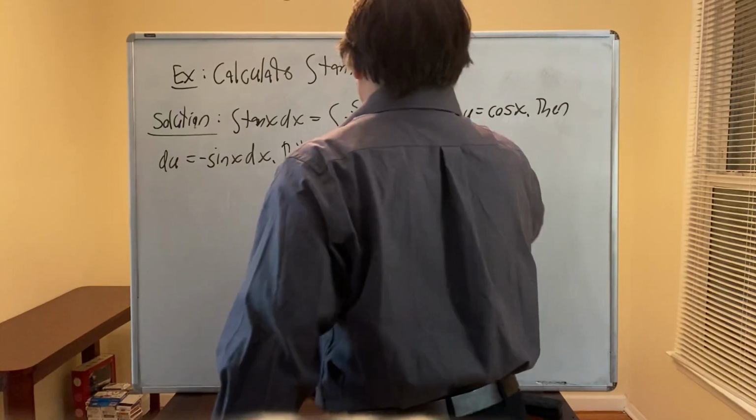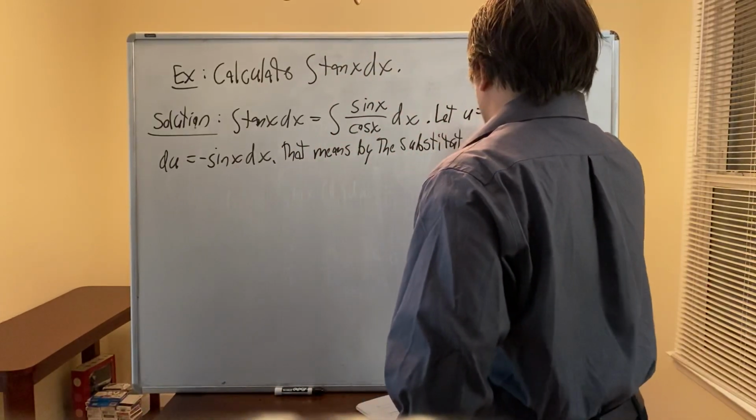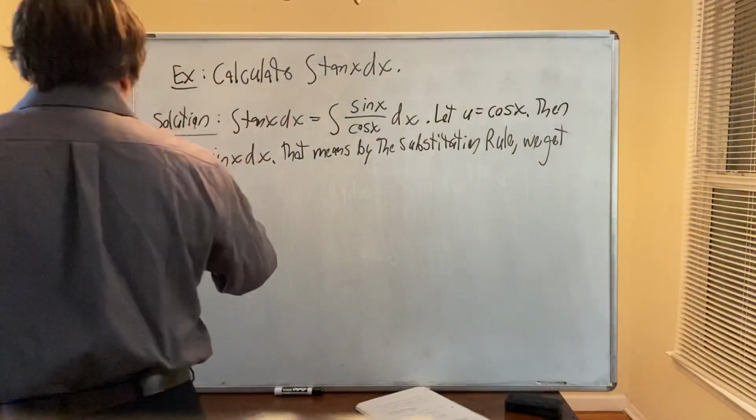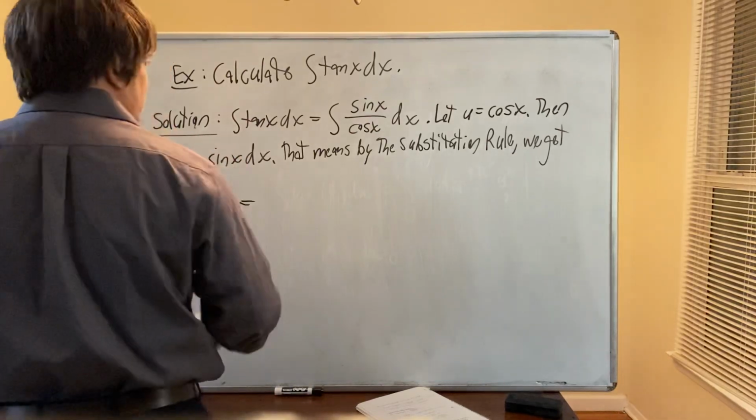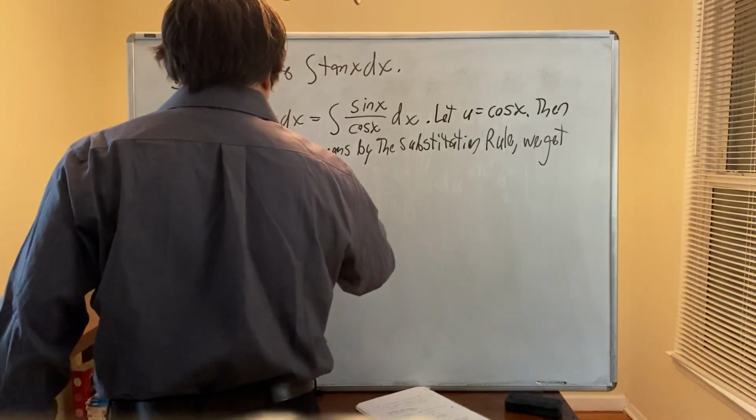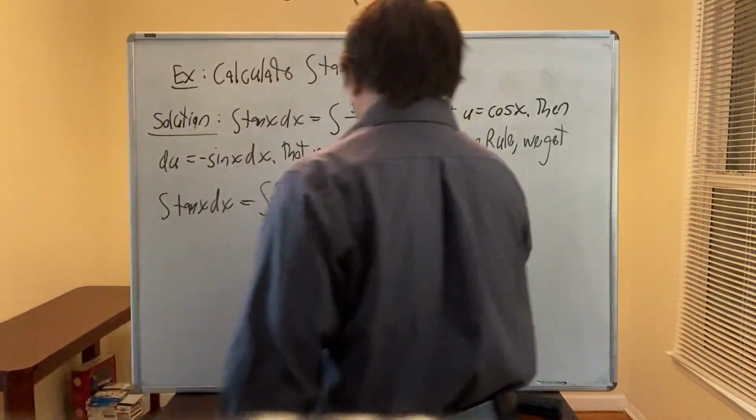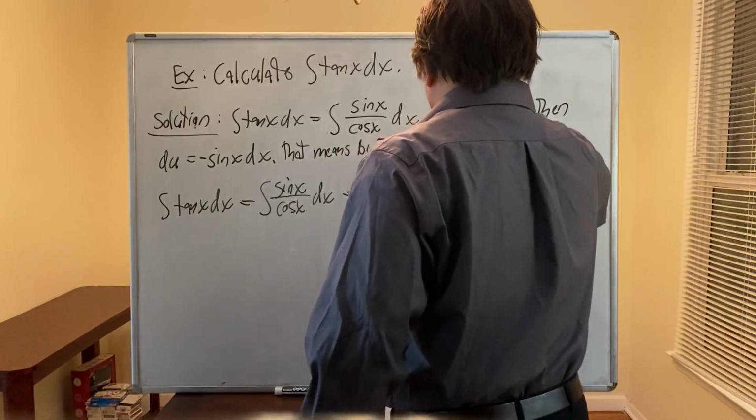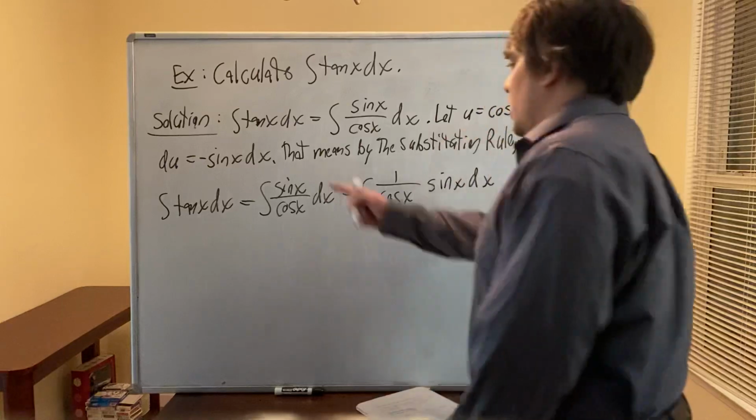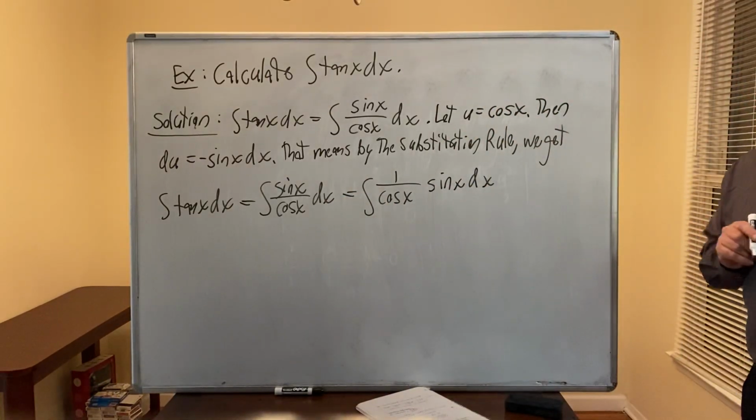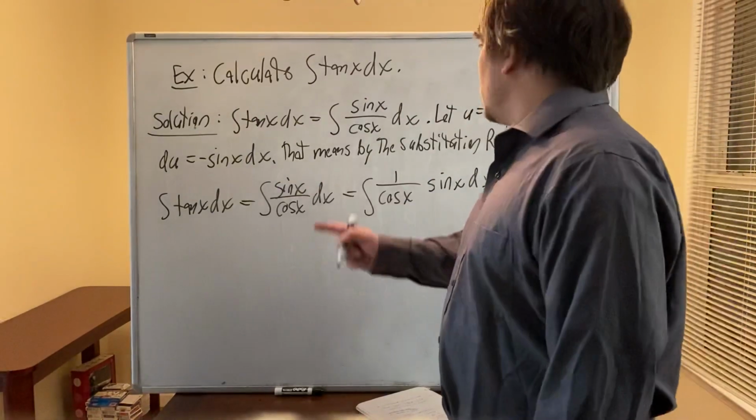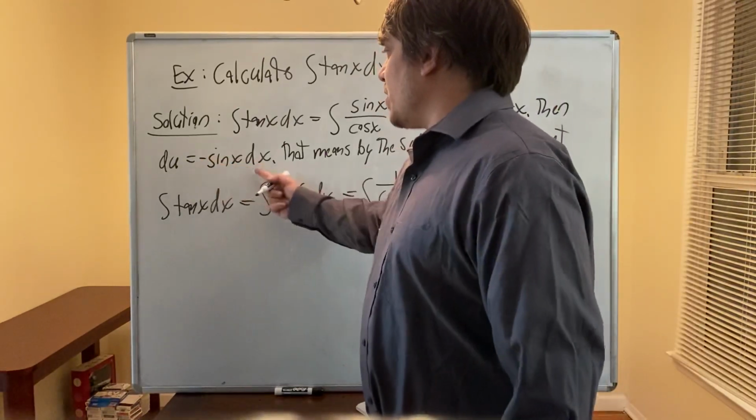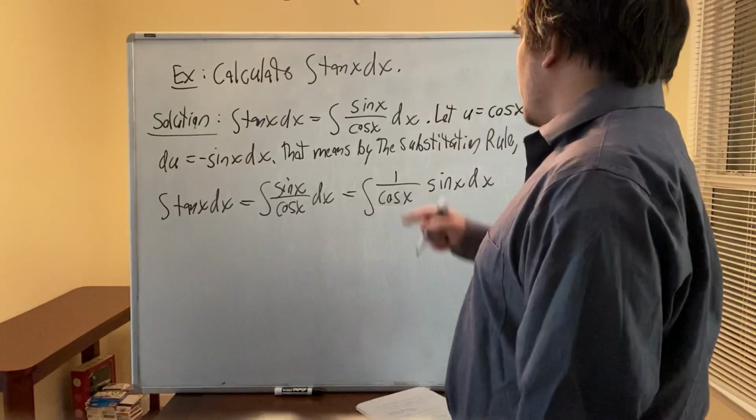That means by the substitution rule, we get the integral. I'm just going to write this from the beginning. Integral of tan x dx is equal to the integral of sine x over cosine x dx, and that's equal to, I'm going to separate this. This is the integral of 1 over cosine x times sine x dx, right? Sine x over cosine x is the same as 1 over cosine x times sine x. Okay, well, u is cosine x, so this 1 over cosine x is 1 over u. Sine x dx, I need a negative sine x dx. I need a negative 1 here. So what I'm missing is a negative 1.